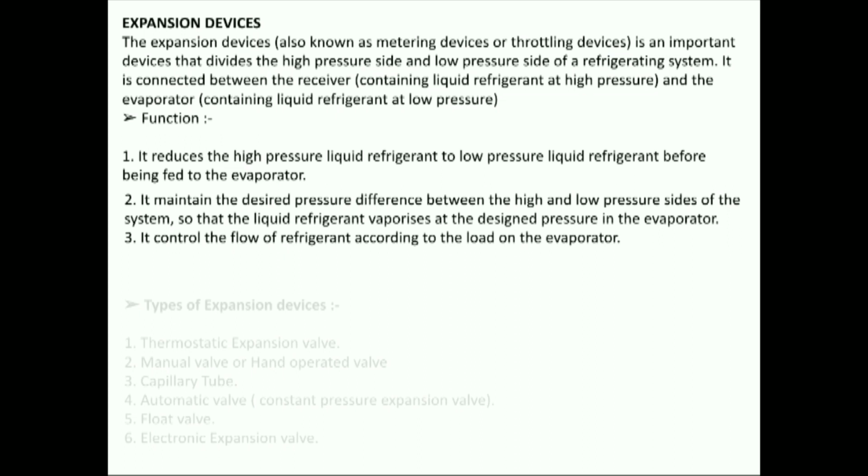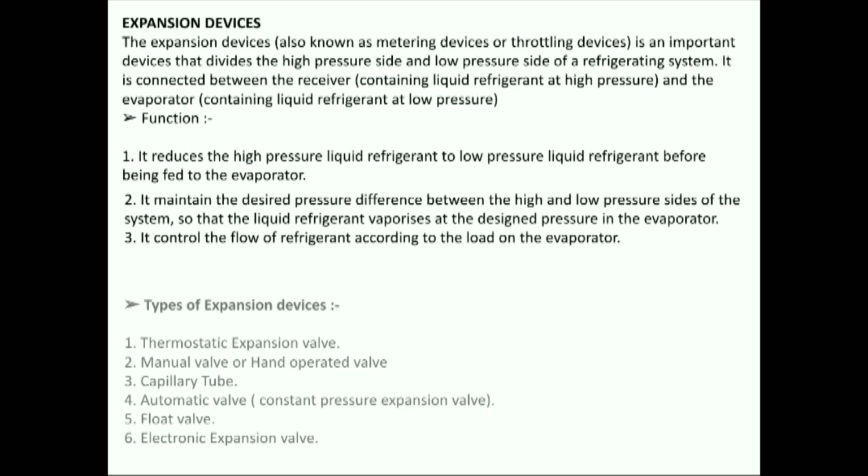Function. 1. It reduces the high-pressure liquid refrigerant to low-pressure liquid refrigerant before being fed to the evaporator. 2. It maintains the desired pressure difference between the high and low pressure sides of the system so that the liquid refrigerant vaporizes at the designed pressure in the evaporator. 3. It controls the flow of refrigerant according to the load on the evaporator.